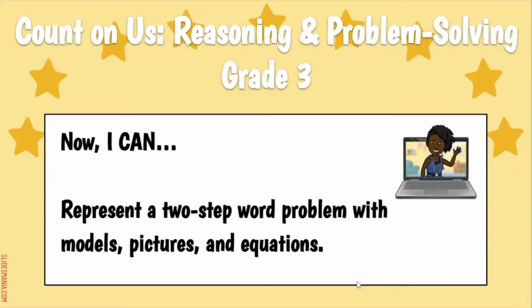Today, we read the problem for understanding, used what we knew, and solved a 2-step problem. What strategies did we use? We applied the 3-read strategy, we visualized the problem, and we drew a model to solve for our problem. Now, you can represent a 2-step word problem with models, pictures, and equations.